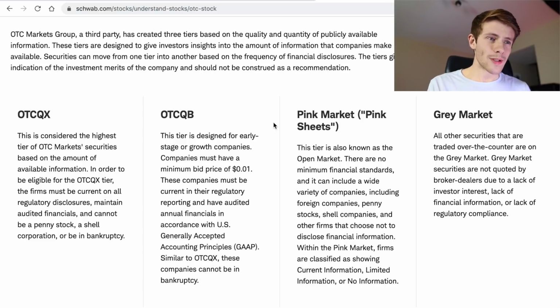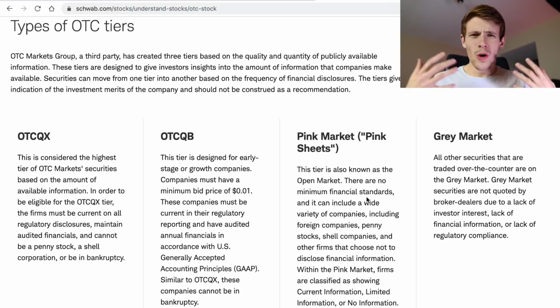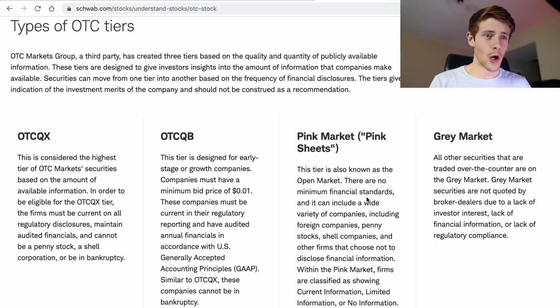That's all right. So OTCQB is better than pink market. OTCQX is better than this. So the lower down you go, typically speaking, the more risky it is, but the more potential for return you have. All right, so what are some of the pros and some of the cons of the OTC market?